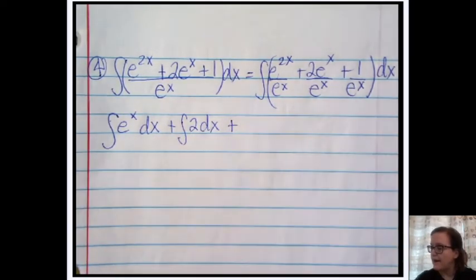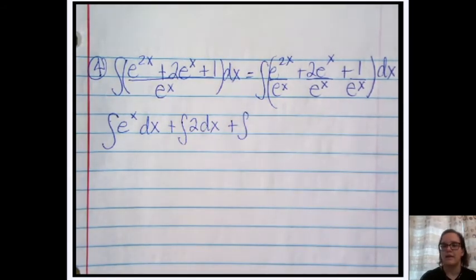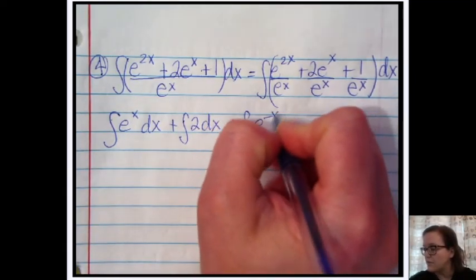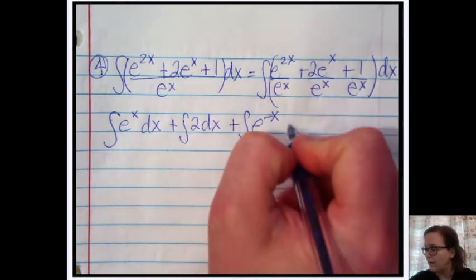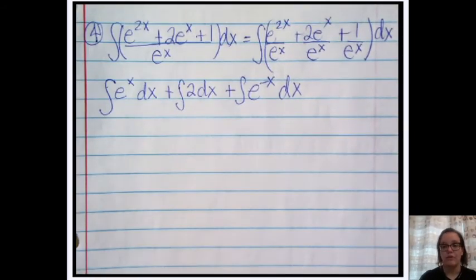And then finally I have 1 over e to the x. And since there's nothing else involved with it, we just want to bring that e to the x up to the top. And when we do that, that changes into a negative x. So we get e to the negative x dx. Okay. And so now all we have to do is integrate these, and it actually becomes a really easy problem if you think about it compared to some that we've done.